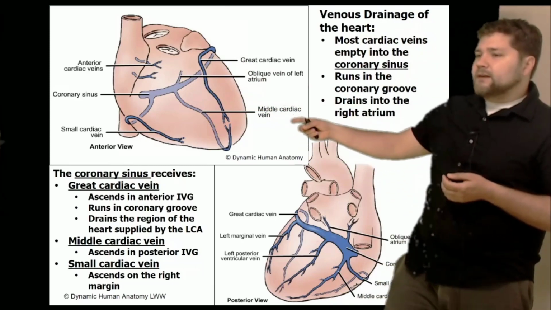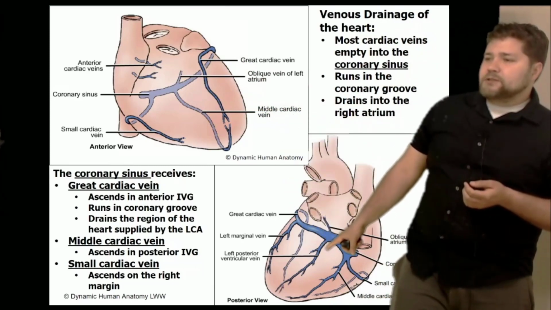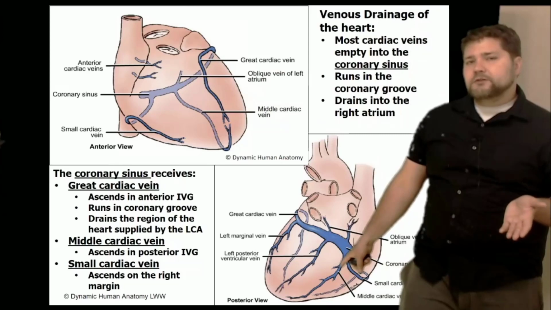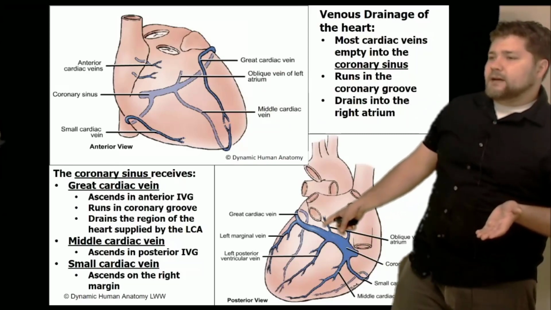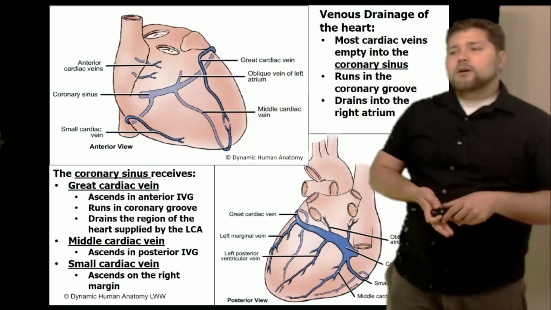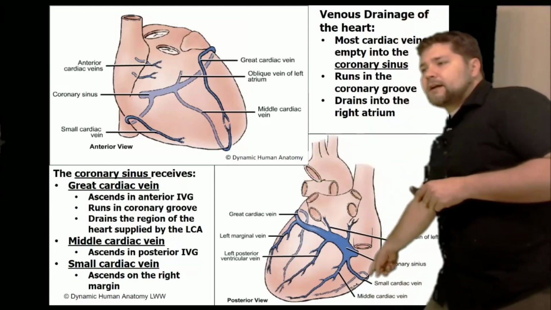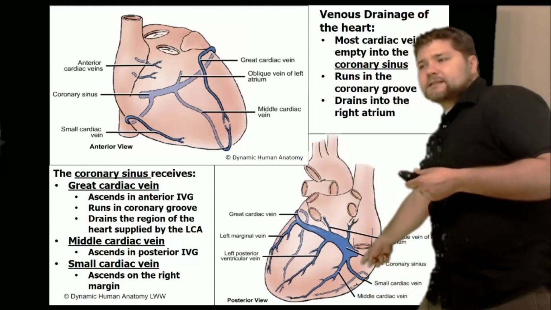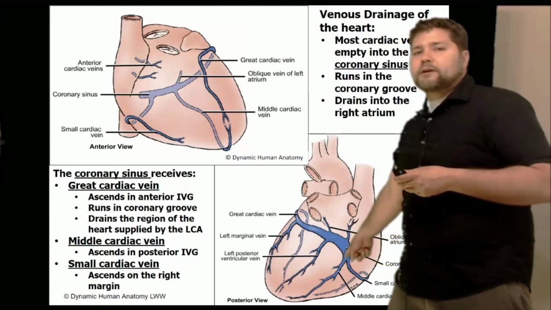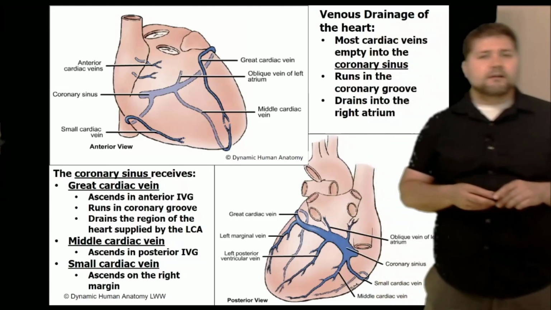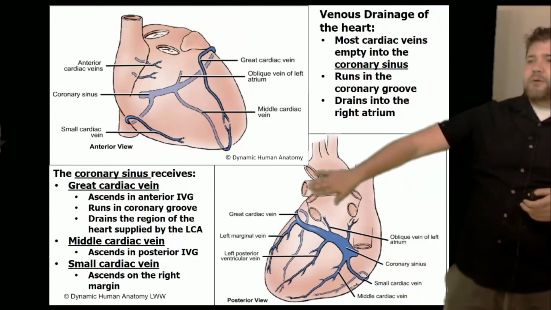The middle cardiac vein is going to be the vein that comes back from the posterior edge. So we saw the posterior interventricular groove. It's going to come up and feed into that coronary sinus. And then the small cardiac vein, you'll actually see arising on the opposite side, right where the right marginal artery should be coming. And it's going to kind of loop in and hit the coronary sinus just before it enters into the heart.